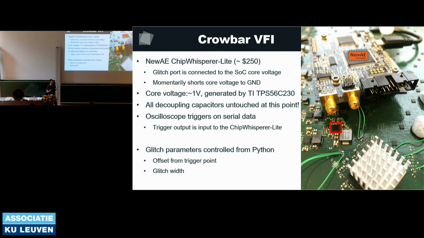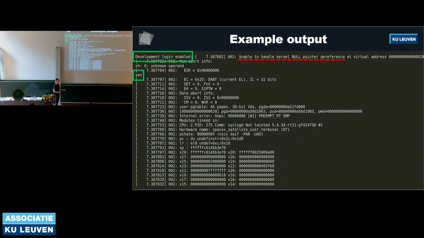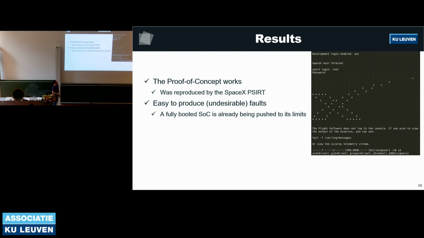If we try this often enough, then eventually you might get something like this. So you see the dish prints development login enabled. It even prints yes, but at the same time we've caused a null pointer dereference in the kernel, so the entire system still crashes. We try this a few more times, and eventually you really get lucky. It prints yes. We log in with the username root, we log in with the password Falcon, and we now have a root shell on the terminal, and then you can start exploring the network.